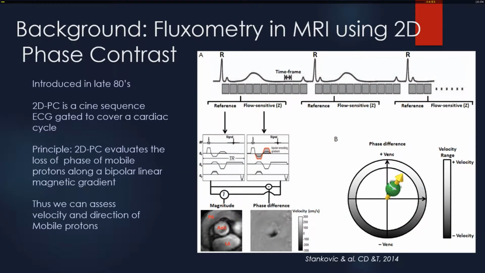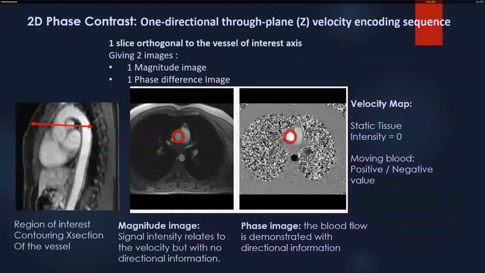It was in the late 80s that flow quantification was introduced in MRI using 2D phase contrast sequences. These are cine sequences, meaning they are also ECG gated to cover a cardiac cycle. The principle of these sequences is to evaluate the loss of phase of mobile protons along a bipolar linear magnetic gradient. Thus, we can assess velocity and direction of mobile protons. So it's a one-directional through-plane velocity encoding sequence.